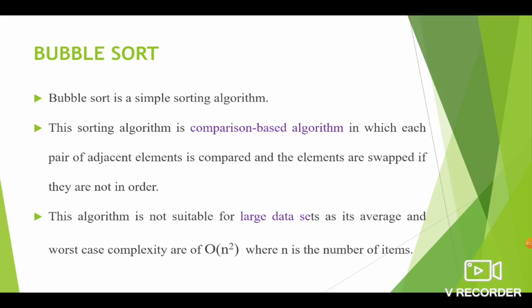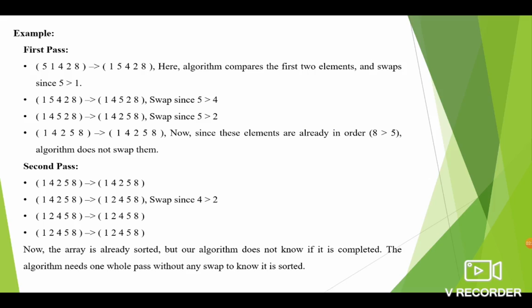So what do you mean by bubble sort? It is a comparison based algorithm. Here we are comparing each pair of adjacent elements. If the elements are not in order, then you have to perform a swapping operation. This algorithm is only suitable for small data sets. It is not suitable for large data sets because its average and worst case complexity is of the order of n square, where n is the number of items. So we are going to see one example for bubble sort.